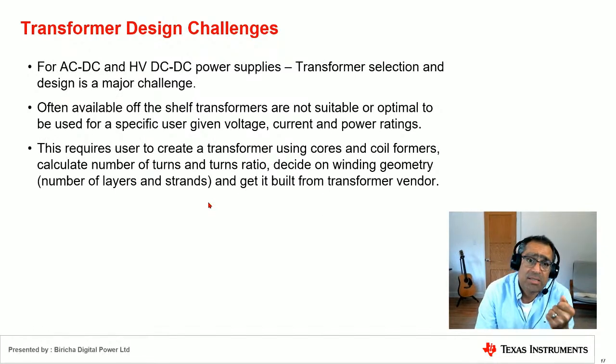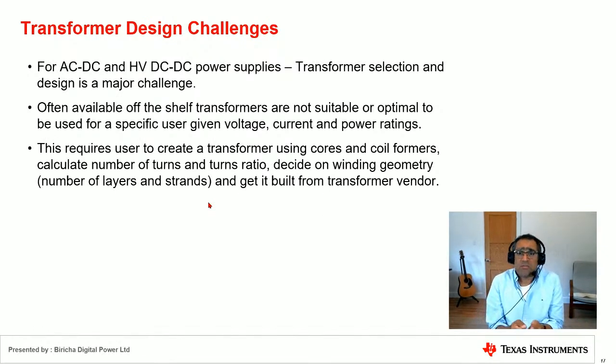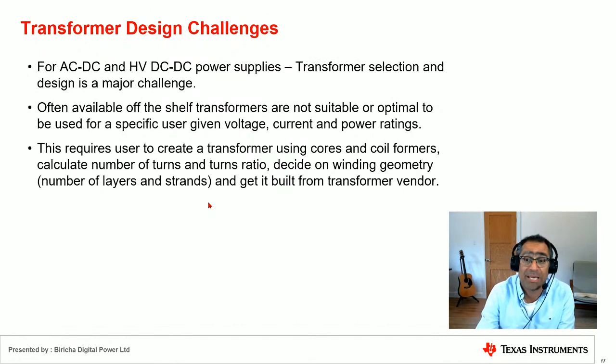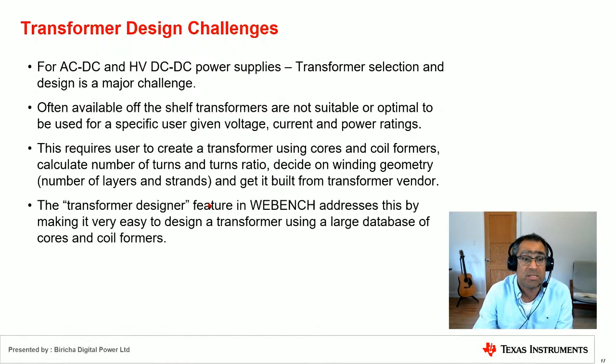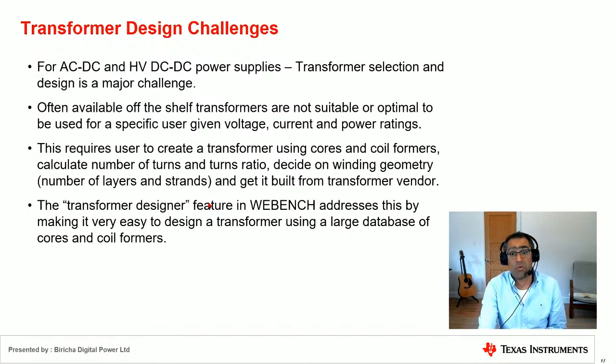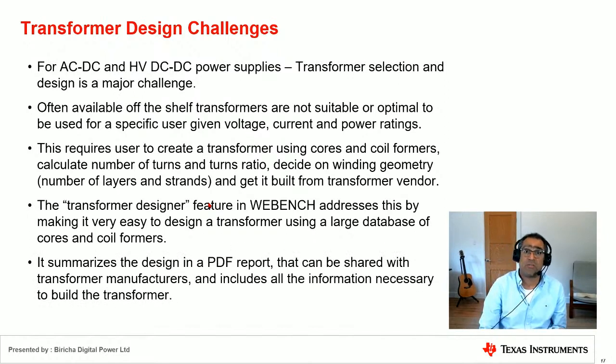This requires the user to create a transformer using special cores, core formers, calculate number of turns, the thickness of the wire, winding geometry, and all this sort of thing. And of course, WEBENCH can really help you with this. The Transformer Designer feature of WEBENCH addresses this by making it very easy to design a transformer using a large database of coils and formers.